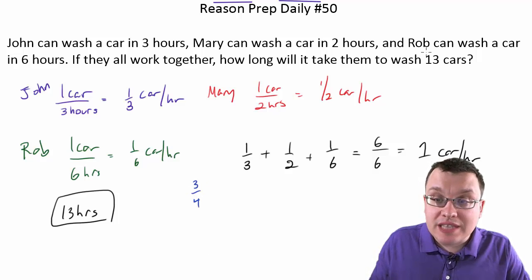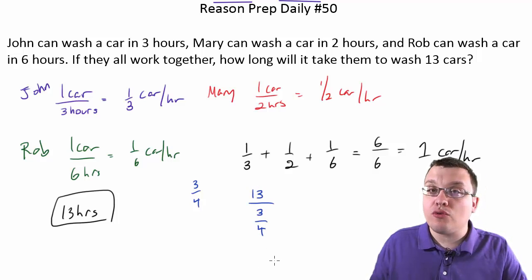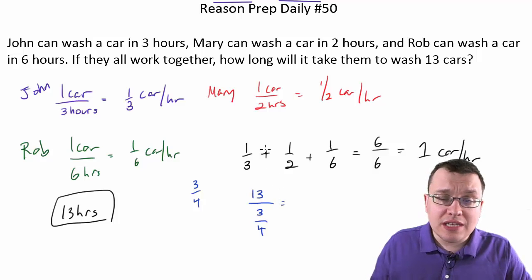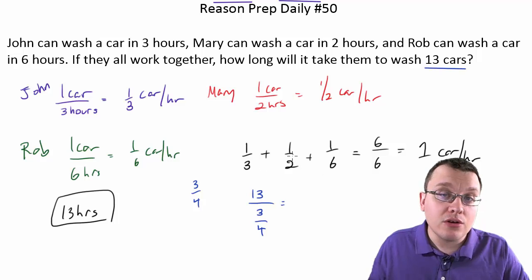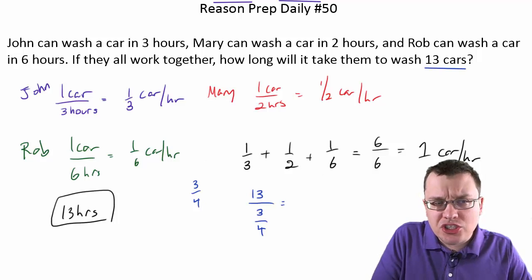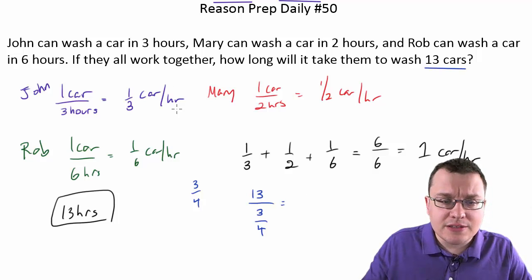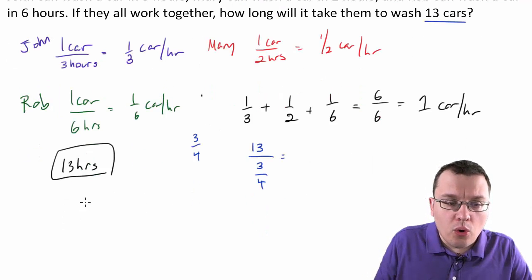All you would do then is take the number of cars and divide it by the rate. So you would divide the 13 cars by 3/4, and that would get you whatever the answer would be. So essentially you're going to divide your number of cars by the rate, and that will tell you the amount of time. And the general formula that you'll often see for questions like this is work equals rate times time.